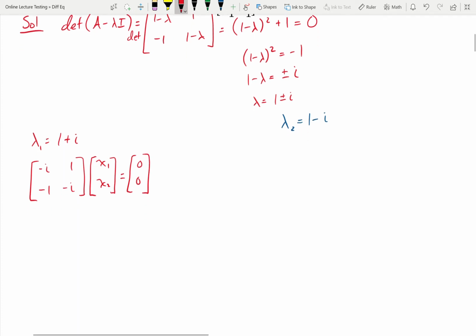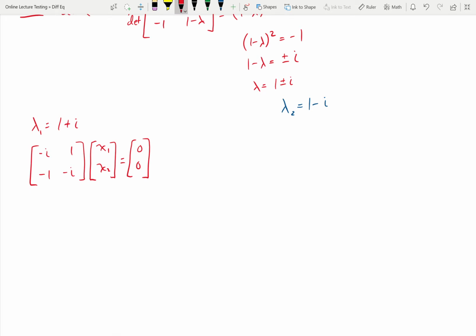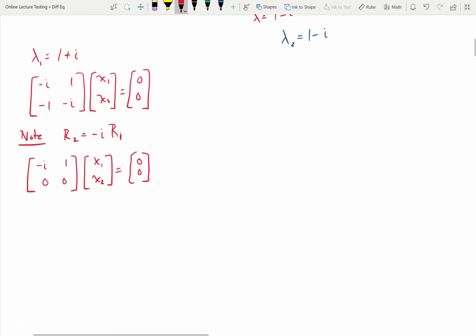If we look at this, they look very similar. We've got negative i and 1 and negative 1, negative i. In fact, row 2 is just a multiple of row 1, a multiple of negative i. So this is equivalent to the following matrix of negative i, 1, 0, 0, still multiplying our vector x1, x2, which is equal to 0, 0. When we solve it, we multiply this row times this column, so we get negative i x1 plus x2 is equal to 0. Therefore x2 is equal to i x1.